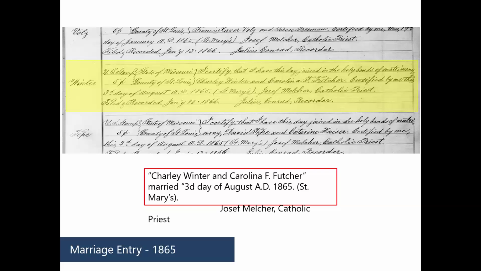Once again, we've got the marriage that I talked about just a minute ago. We'll go through this very, very quickly again, but remember, if you're seeing this type of a register entry where the clerk is recording it, look to see who married them. If it's anything other than a justice of the peace, you want to pursue that entry.